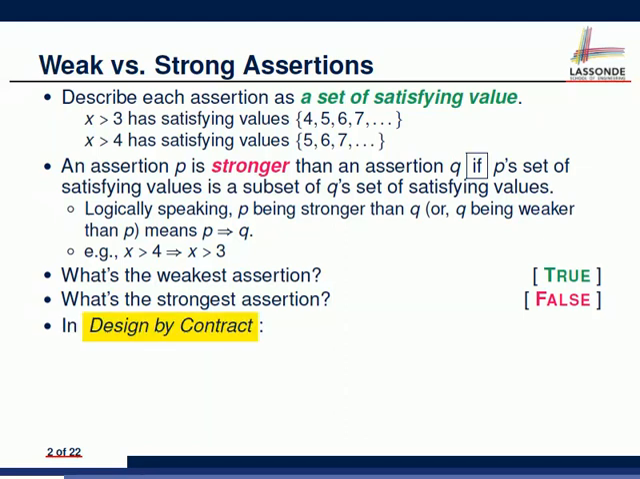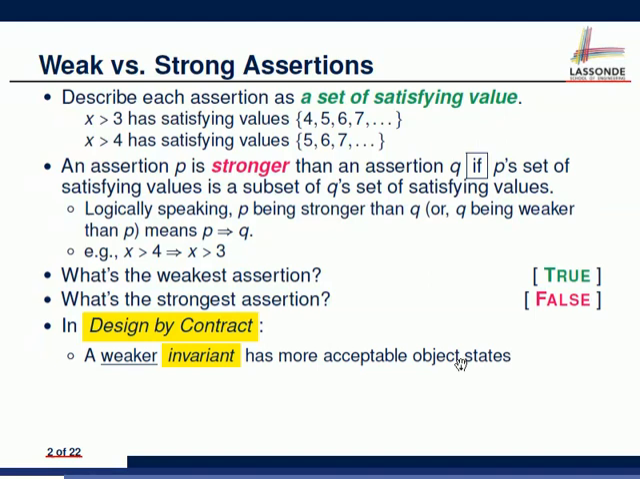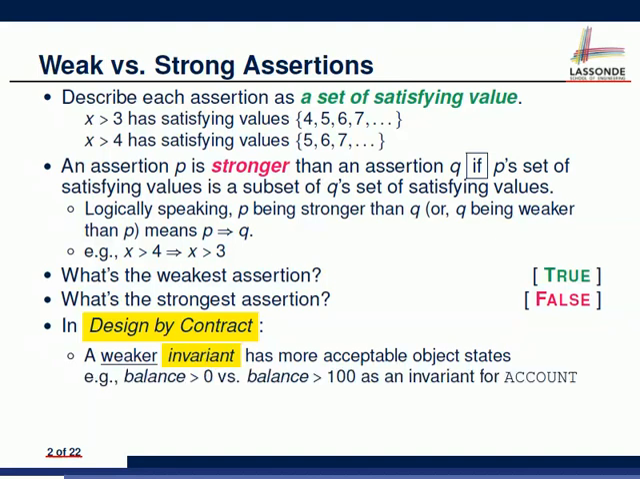Now, let's bring the context back to design by contract. When you talk about invariants, an invariant is like the acceptable states for your objects. Let me give you one example. You have the class account, and let's say we've got two possible invariants. Invariant number one, the balance of the account is larger than 0. That means for an account object to be valid, the balance must be strictly positive. And the second invariant is the balance is larger than 100.